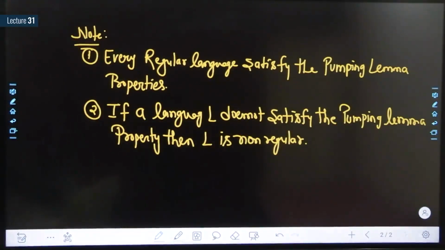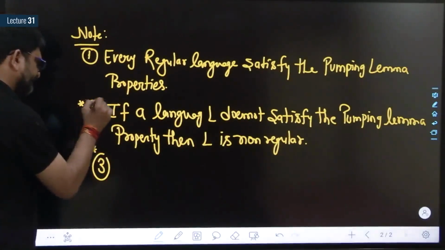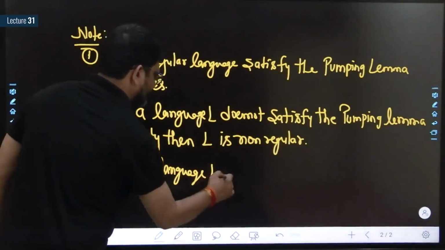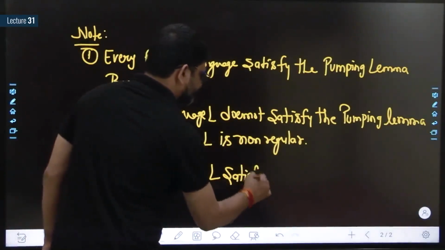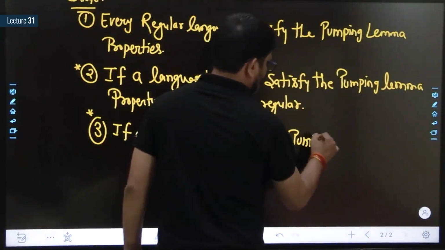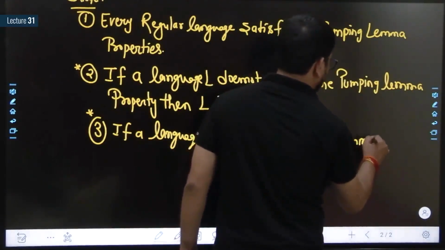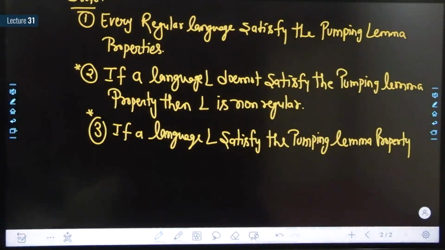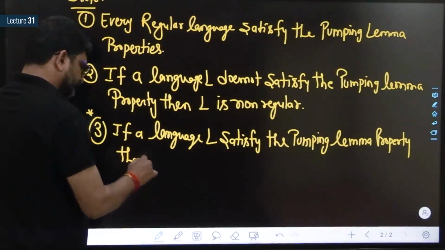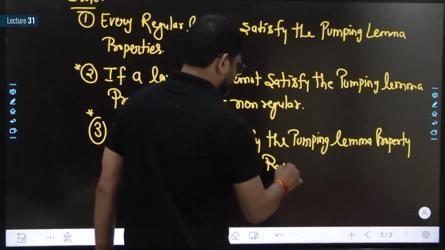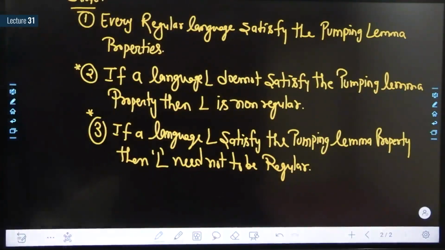Next, if a language, please read carefully, if a language L satisfies the pumping lemma property, then L need not be regular. Then L need not be regular. Clear?